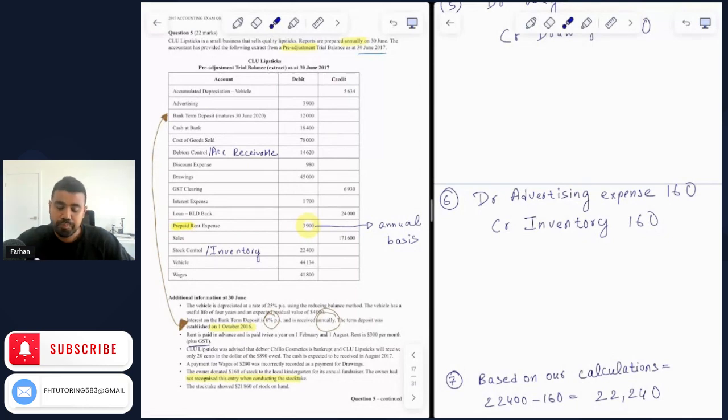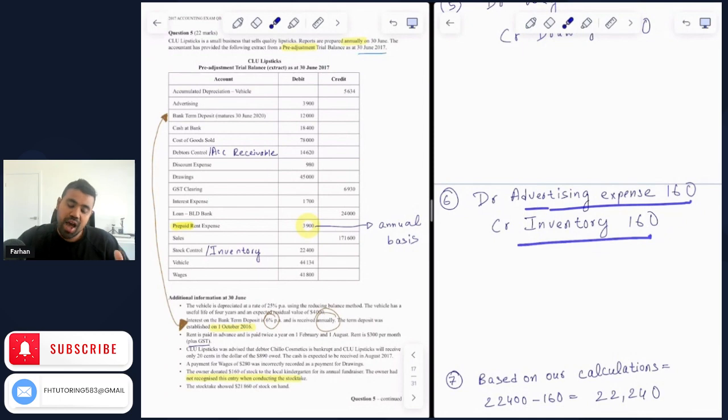to the local kindergarten as advertising. Given that, we debit the advertising expense by $160 because advertising is an expense, and because we have made the donations, this reflects advertising. And then we are crediting inventory by 160 because the items we have donated are the inventories that we originally sell to our customers. So when we are crediting inventory by 160, we are reflecting a reduction in the current assets that we have in the books for inventory.